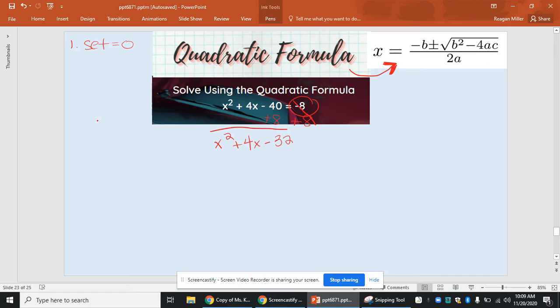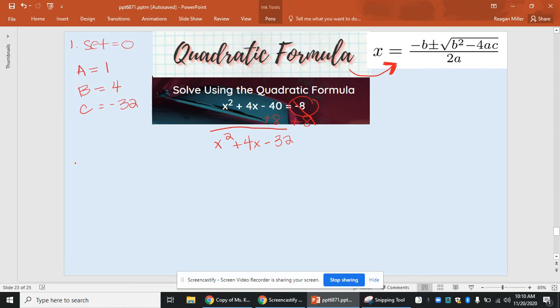All right. So once you've done that part and made sure that it's set equal to 0, we need to just determine what our A, B, and C values are. So here A is equal to 1, B is equal to 4, and C is equal to -32.